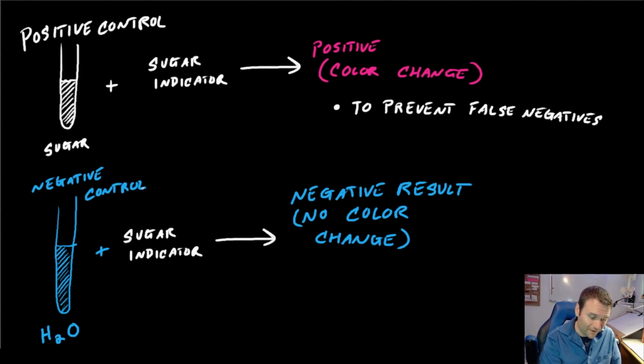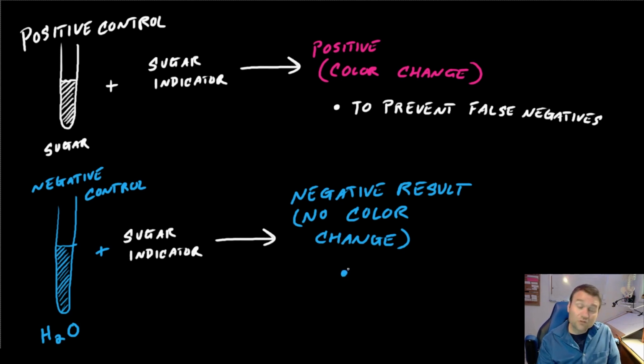It did not contain the factor being tested, and so you knew it was supposed to give you a negative result. If you get a positive result with your negative control or a negative result with your positive control, there's something wrong with your experiment. So we use these in order to make sure the experiment's working properly.